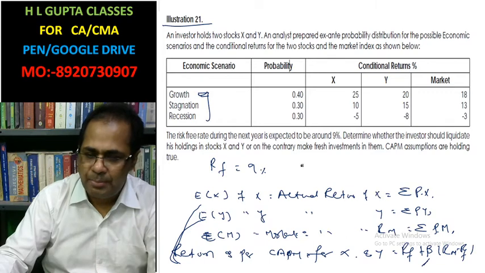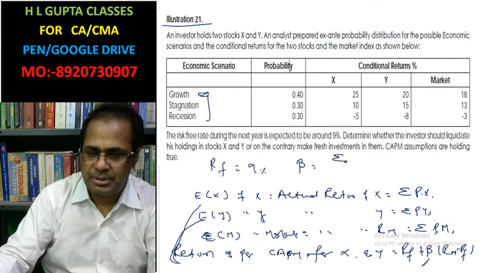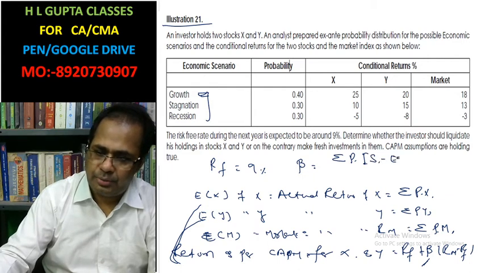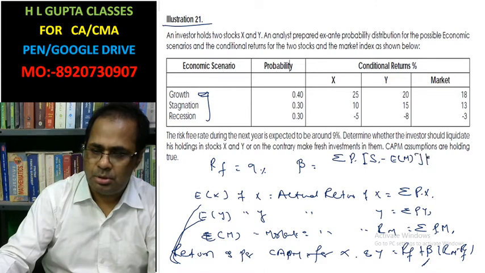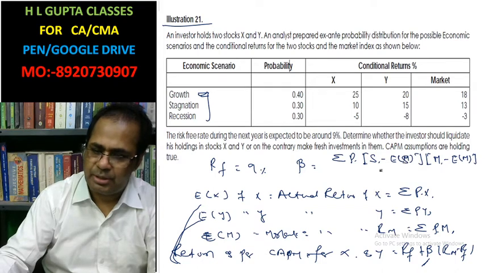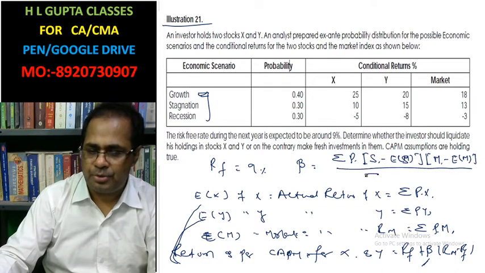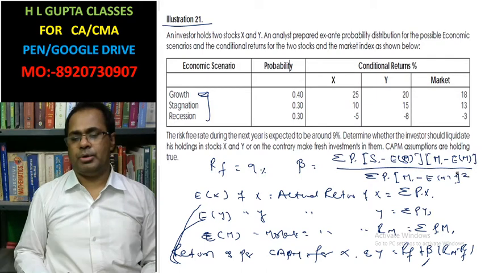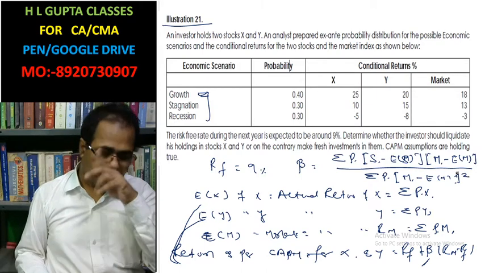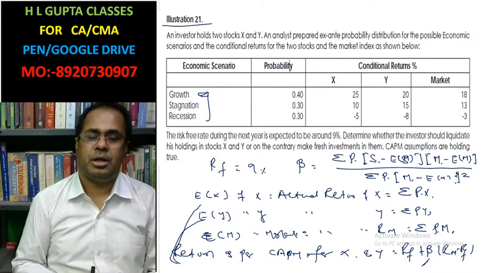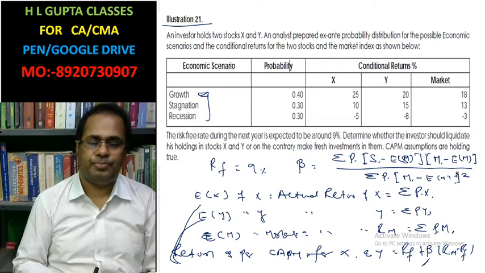So what is the formula of beta in this case? Beta in this case means summation Pi times (security return minus expected security return) times (market return minus expected return on the market), whole divided by summation Pi times (Mi minus expected return of market) whole square. These things you have to calculate. So first you have to calculate the expected return of X, expected return of Y, and market, and beta of X and beta of Y. That I am going to solve here.